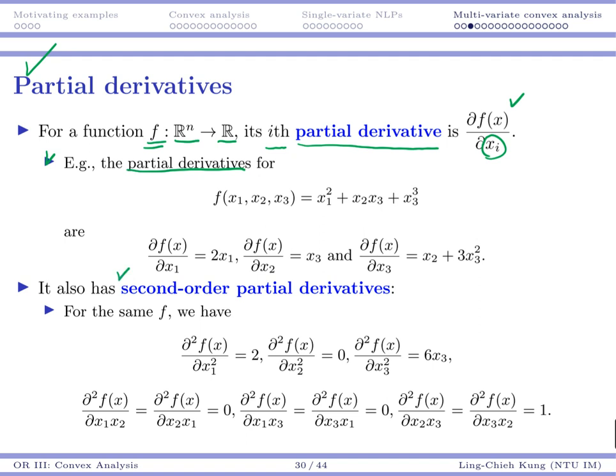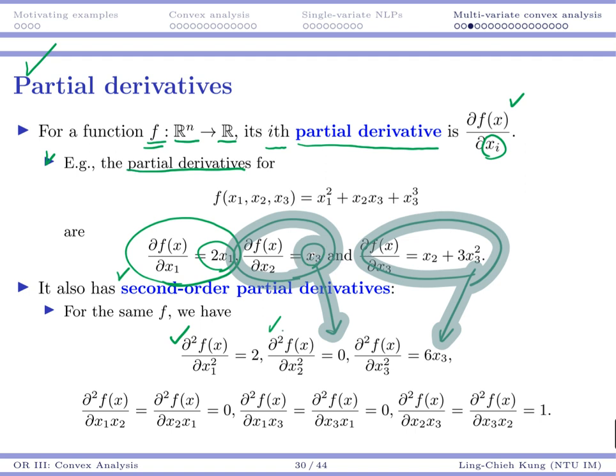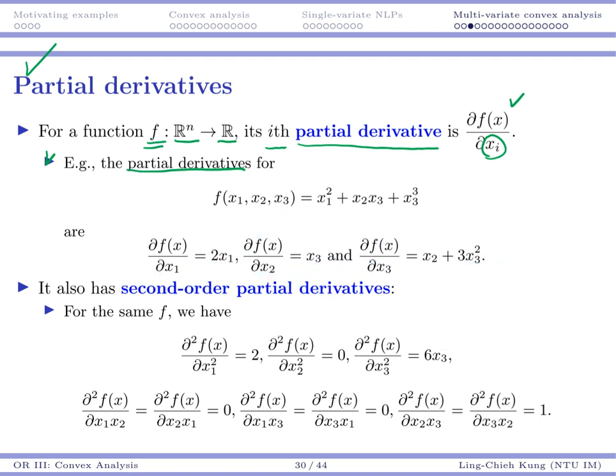So similarly, we may define the second order partial derivatives. In that case, for each first order derivative, we may differentiate it again with respect to any variable. So if we do x1 twice, we get this one, and then 2x1 becomes 2. If we do x2 twice, the second order derivative with respect to x2 goes to 0 because x3 is not x2. For the third one, x3, we get 6x3. And also, we may do some cross second order derivatives. So if we do that first for x2 and then for x1, or first for x1 and then for x2, we get the same result. It's going to be 0. And so on and so on.